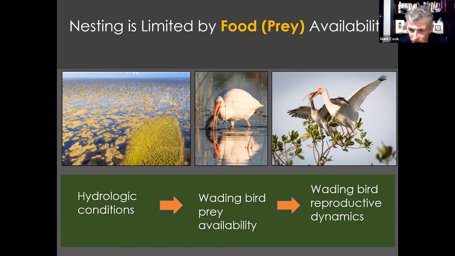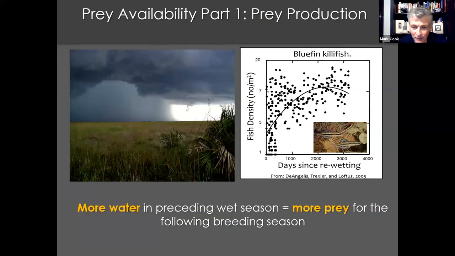When I say hydrologic conditions, that means a multitude of things. It can mean water depth, it can mean hydroperiod, which basically means how long water stays above ground in the marsh. It means how quickly water levels rise and fall in the Everglades, and the timing of that rising and falling as well. All these things factor in to impact what we're calling prey availability. Now this prey availability can basically be broken down into two basic components, at least for this presentation. It gets a little bit more complicated.